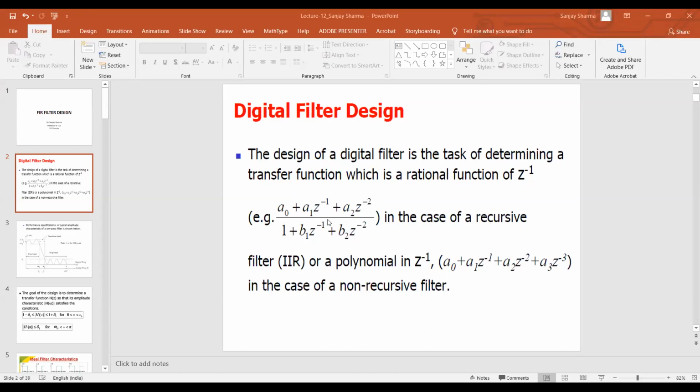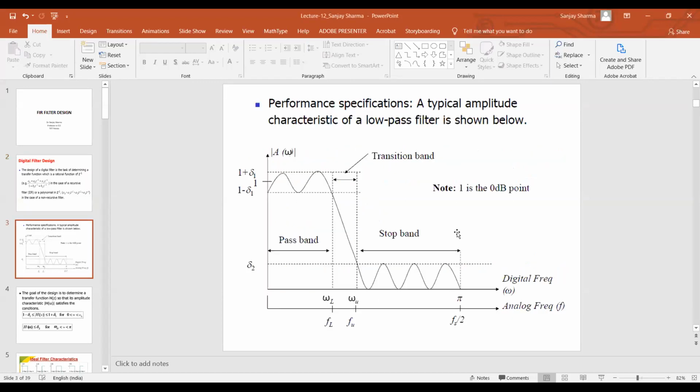This expression is the case of an IIR filter. The other expression, a0 plus a1 z to the power minus 1 plus a2 z to the power minus 2 plus a3 z to the power minus 3, is the case of a non-recursive filter. So these are examples of the general expressions that you will have to find when you are designing a digital filter. All right. Then, how do we specify a filter?